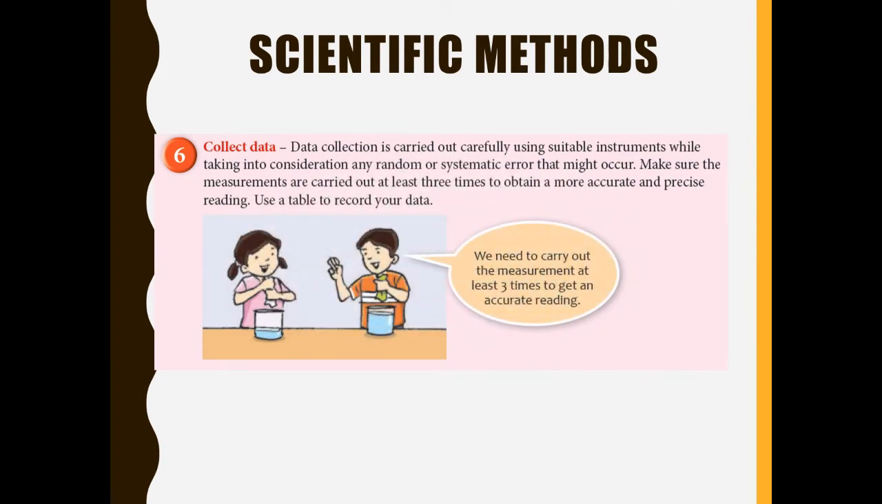Number 6, collect data. Data collection is carried out carefully using suitable instruments while taking into consideration any random or systematic error that might occur. Make sure the measurements are carried out at least 3 times to obtain more accurate and precise readings. Use a table to record your data.